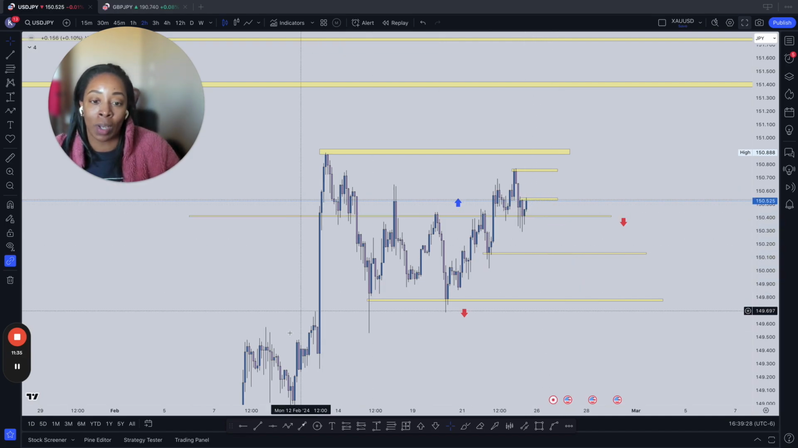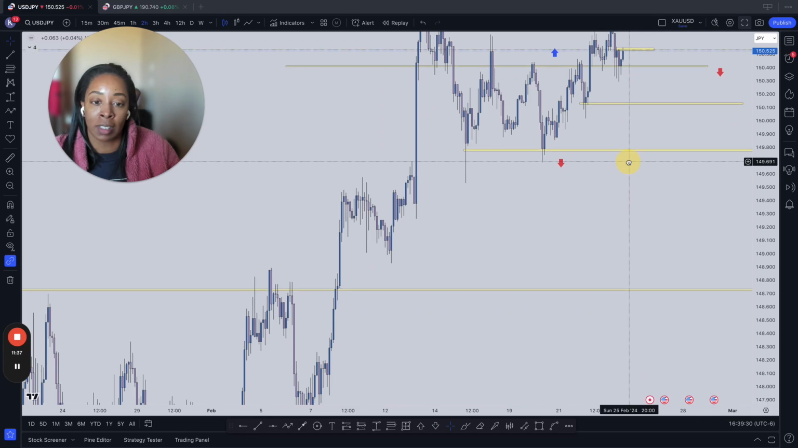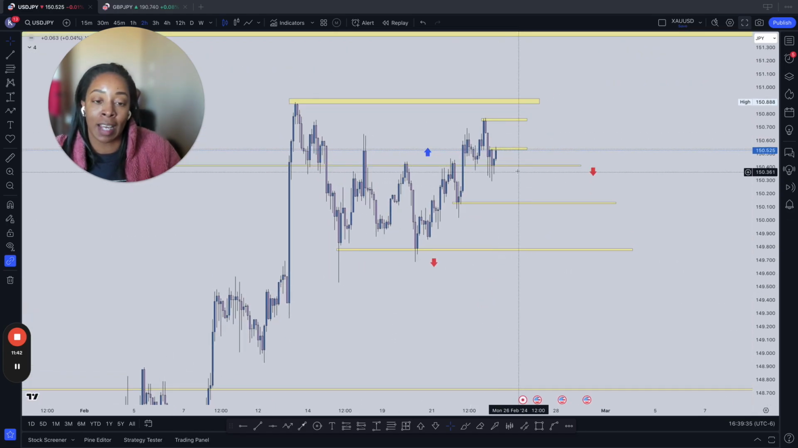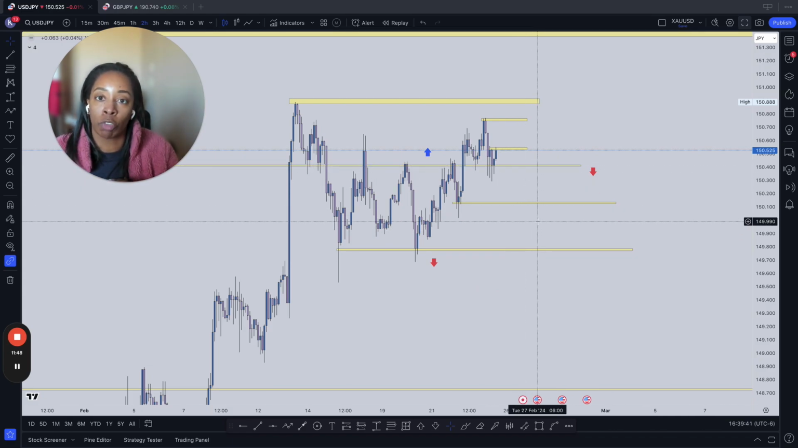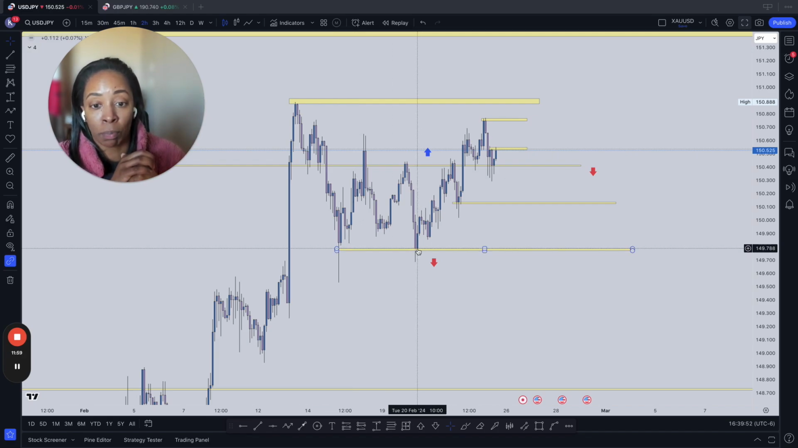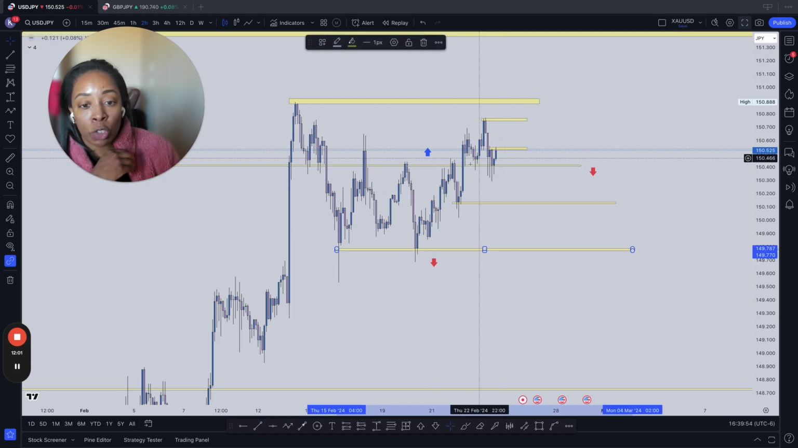I'm more so on the buy side, mainly because the overall trend is buys. And if I was to take that sell below this level, that would be a counter trend trade. Personally, I wouldn't feel comfortable taking a sell unless it's below here, mainly because this is a major support level. And this is actually a major support level as well.